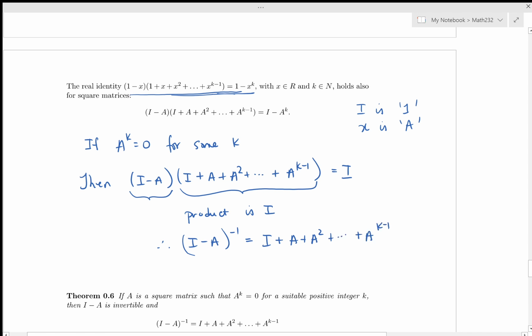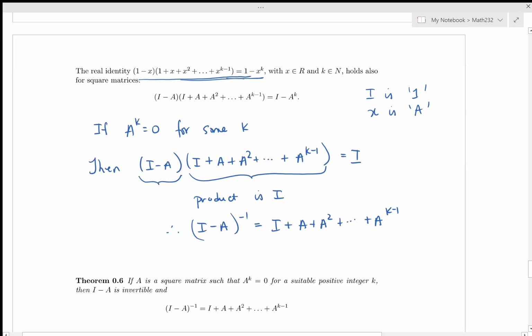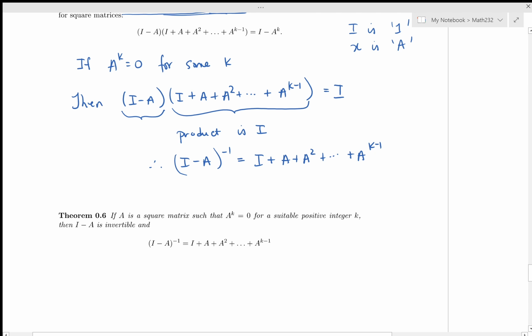There it is. So I can find the matrix inverse this way if I wanted to. Okay, so that's what this is saying here. It's exactly what I just wrote, stated as a theorem. If A is square and A to the k equals 0 for some suitable positive integer k, then I minus A is invertible, and its inverse is this.